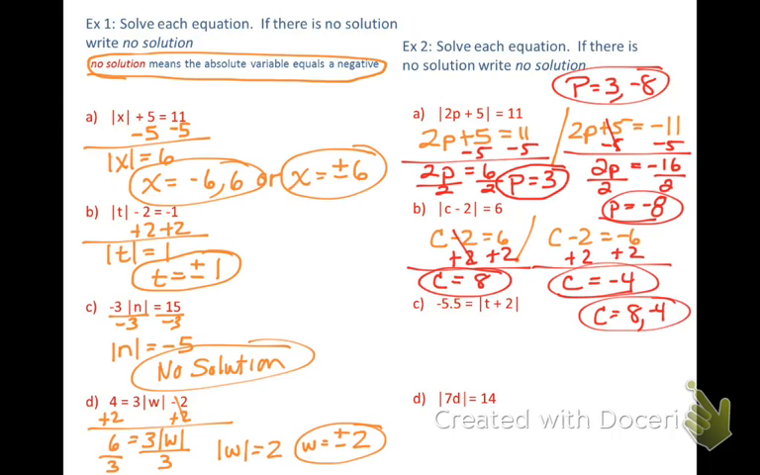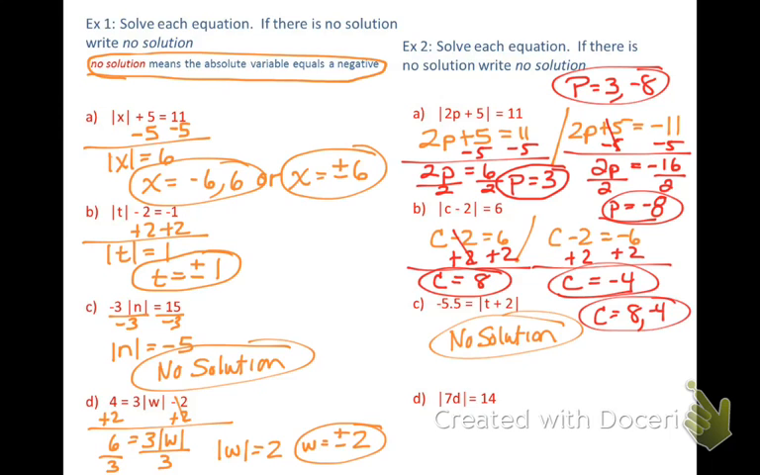Then C. I have the absolute value equals a negative number. Well, again, we have to discuss this. When an absolute value equals a negative number, it is no solution. So you're going to put no solution. There's your answer. That's all you needed for that one.